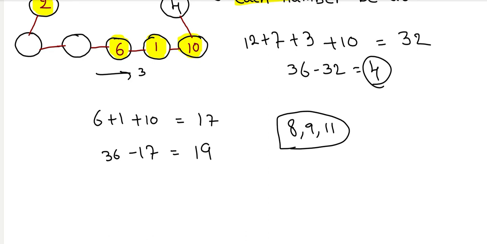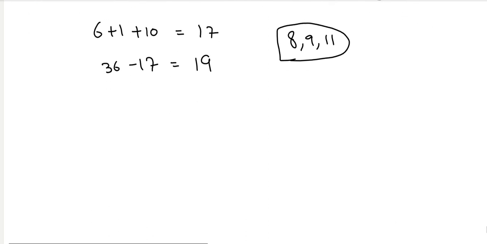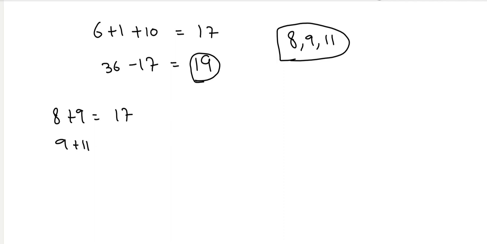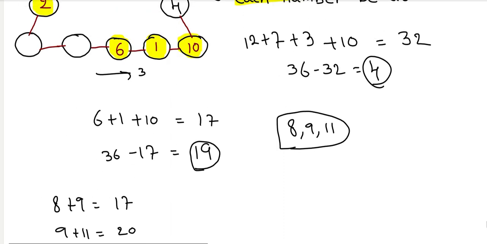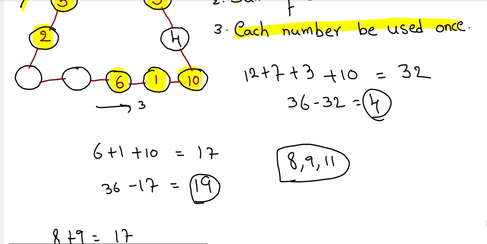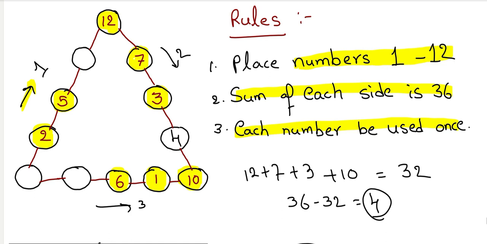Now we are going to check the possibilities. 8 plus 9, the sum is 17. 9 plus 11, the sum is 20. 11 plus 8, the sum is 19. So the two numbers that should be placed in side 3 are 11 and 8. Okay, but where should we keep 11 and where should we keep 8? 11 or 8 can come here or here, right?